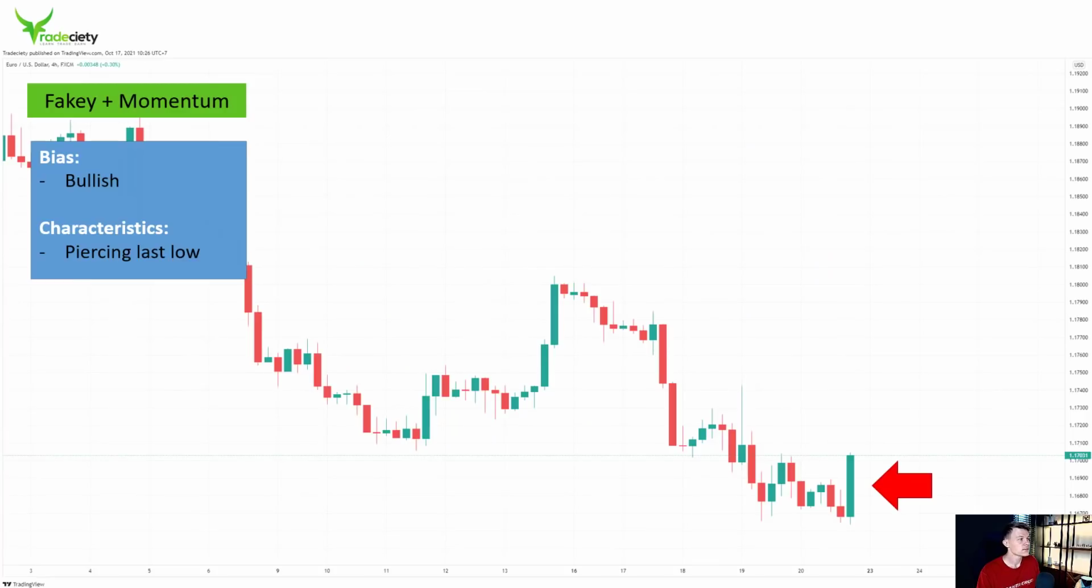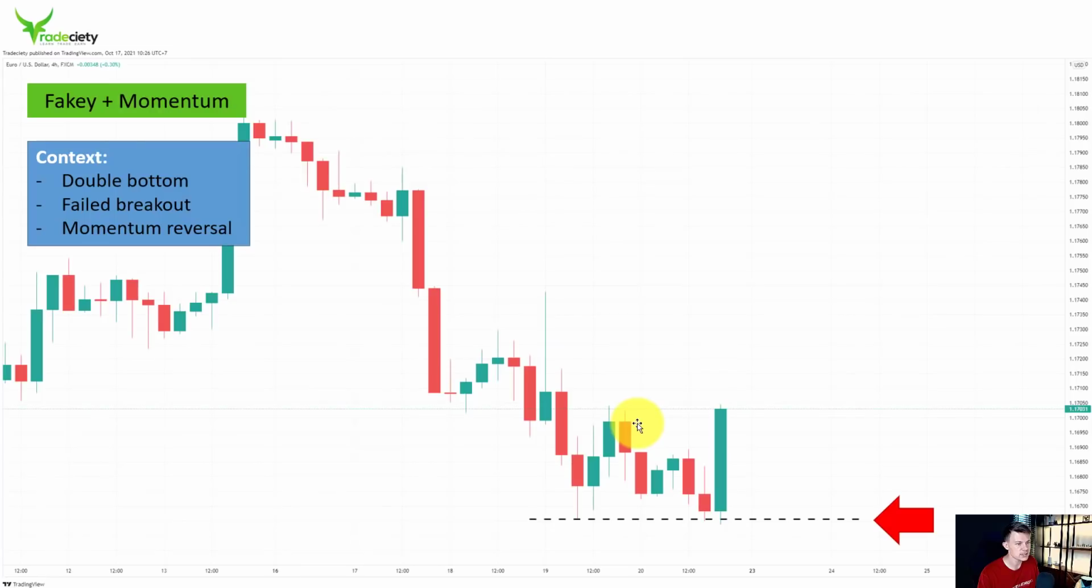The next signal I want to talk about is a Fakie and momentum candle. So Fakie stands generally for a signal where the market has broken into a new low and was immediately rejected. And the idea is that we're looking at a bullish signal here. So let's try to actually see the Fakie.